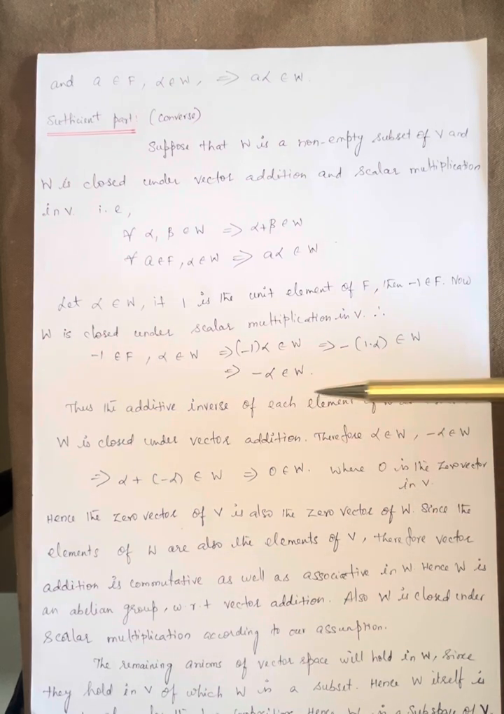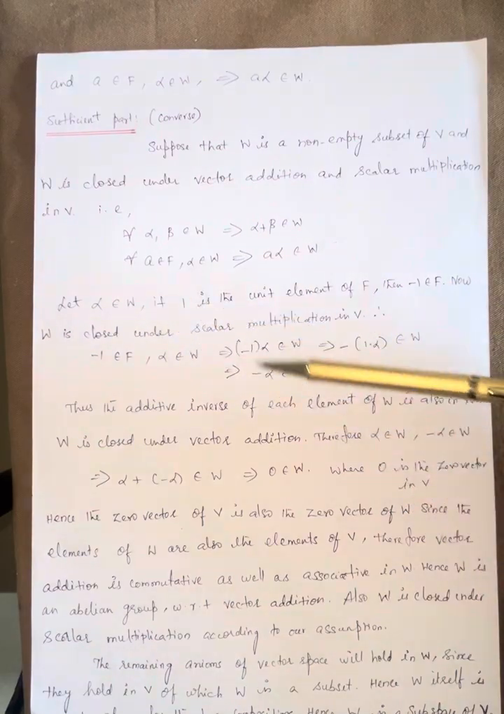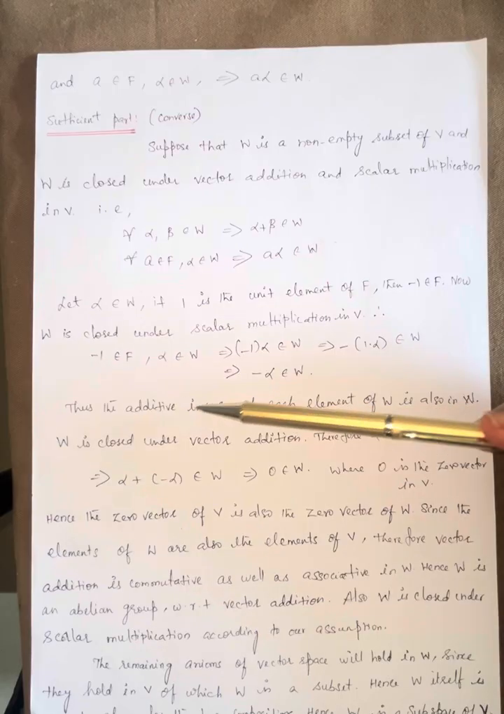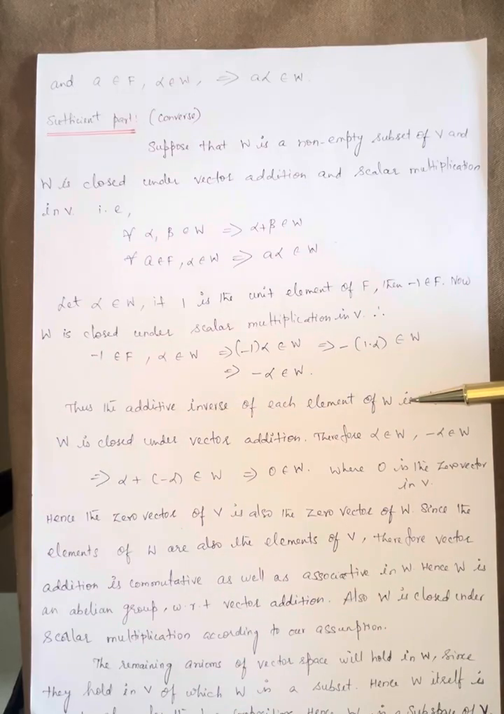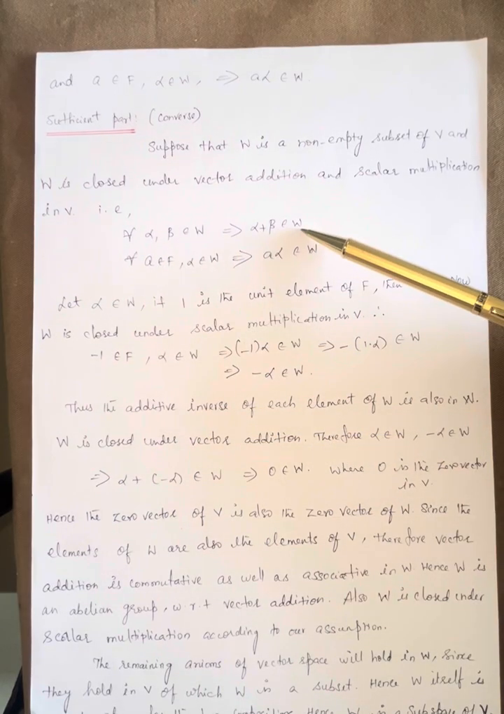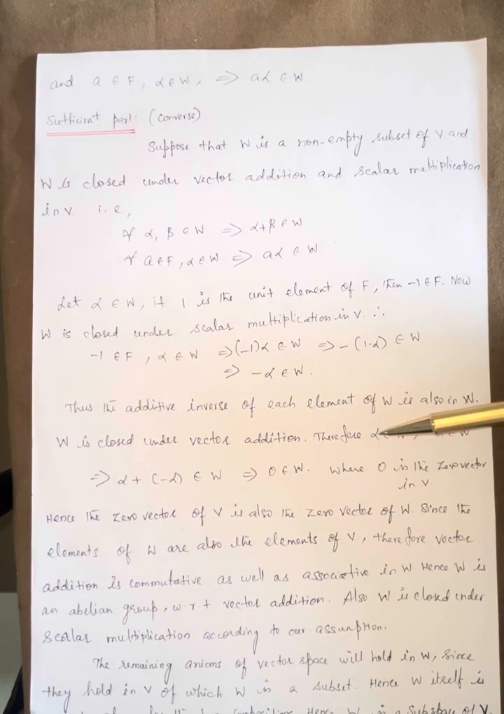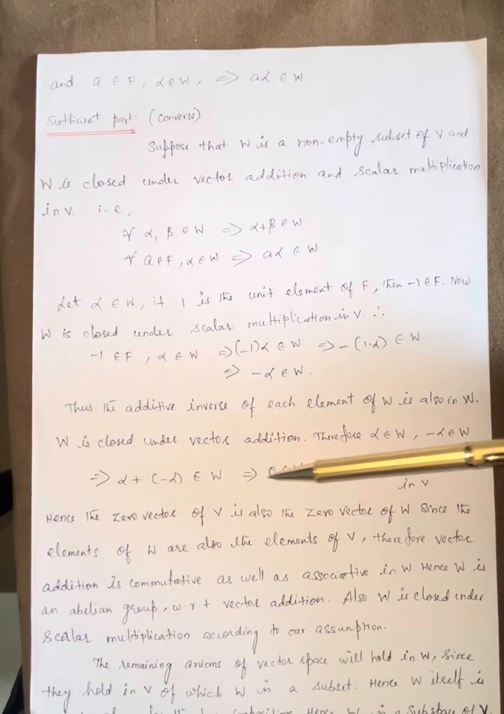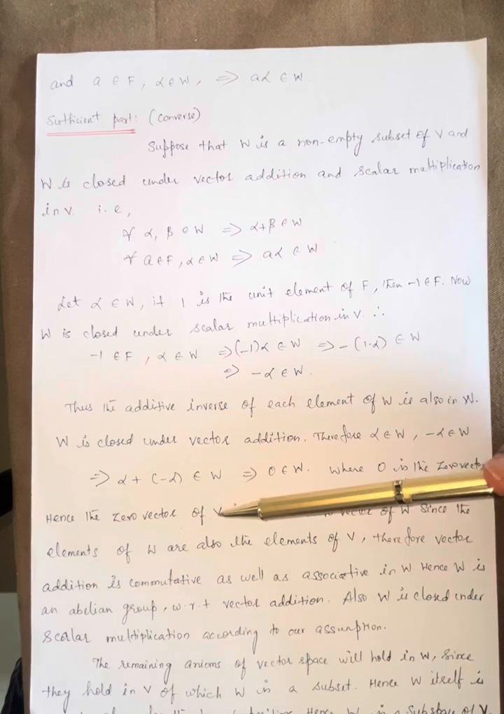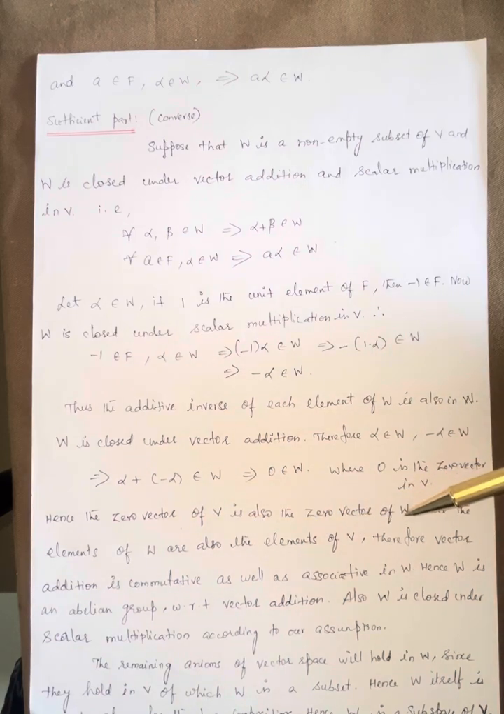Thus, the additive inverse of each element of W is also in W, because alpha in W means we have proved minus alpha is in W. So from that we arrive at the conclusion that the additive inverse of each element of W is also in W. So W is closed under vector addition according to the first condition. Therefore, alpha in W, minus alpha in W, so alpha plus minus alpha will give you 0, which belongs to W, where 0 is the zero vector in V. So hence the zero vector of V is also the zero vector of W.